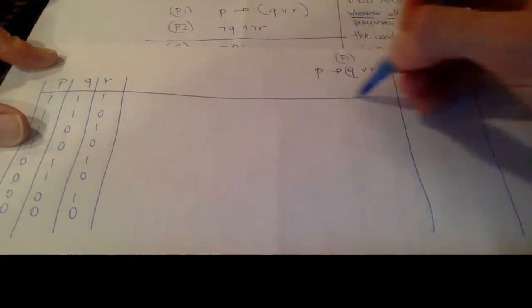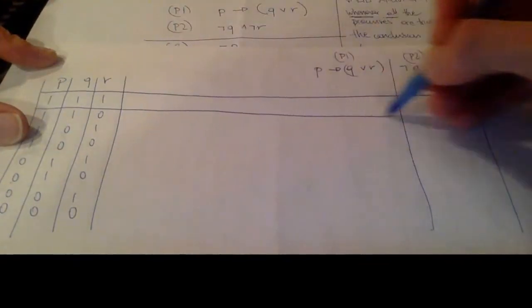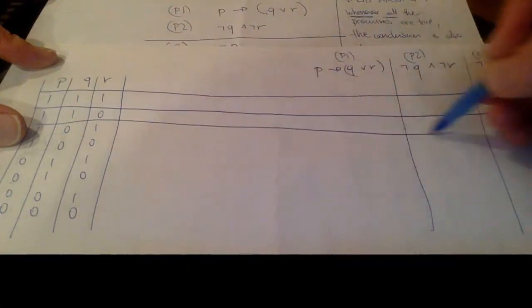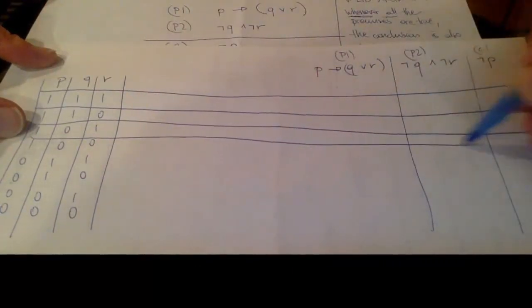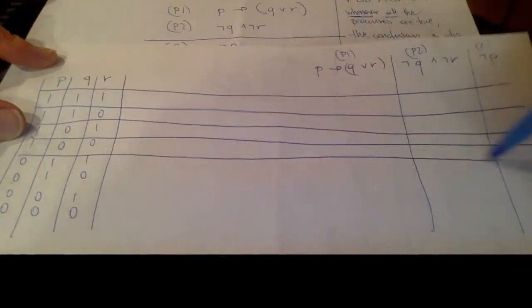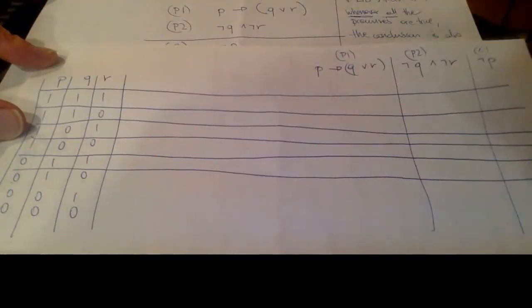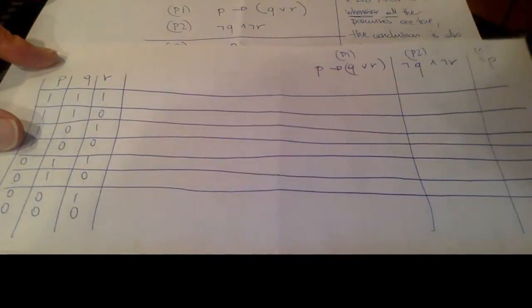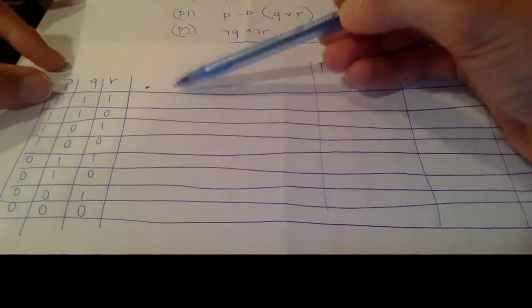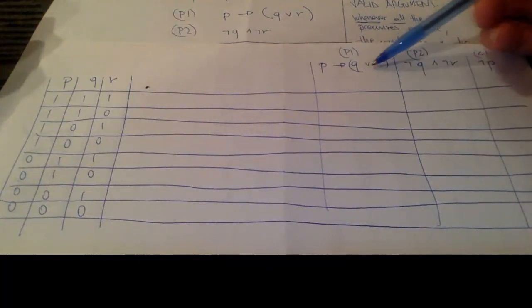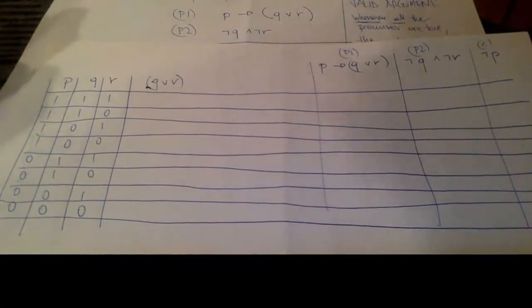So we can draw our lines here, trying to keep everything relatively neat and organized as much as we can. Okay, so we have all the combinations for our atomic formulas. Then we can move one step more complex. So we can consider Q or R. So we have Q or R right here.